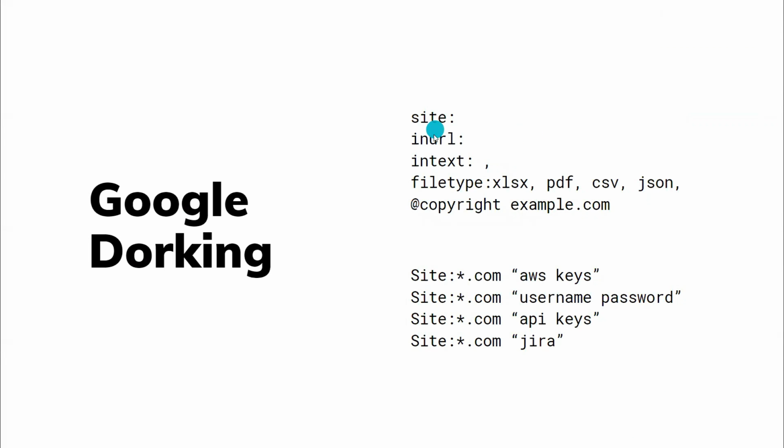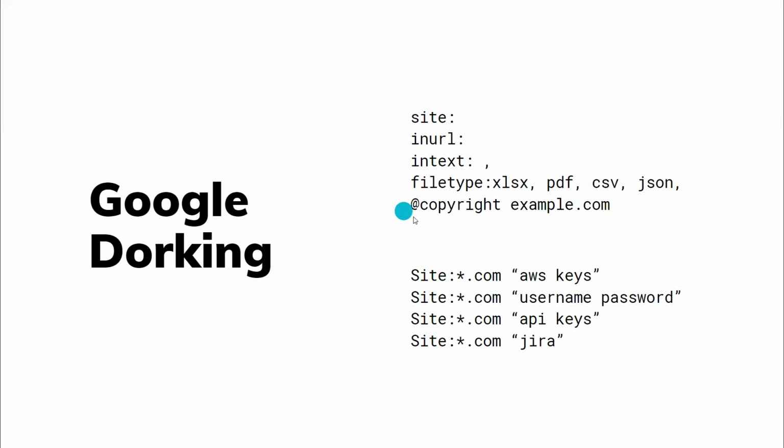For example, these are some of the Google Dorking operators which you can use: site, inurl, intext, filetype. These are self-explanatory. Site means that for this particular website, you need to search something. Inurl means that this keyword, or whatever value you put here, should be present in the URL. Intext means that somewhere on that particular website, this thing should be present. Filetype means that we need search results whose file types are XLSX, which is the file type for Excel, PDF, CSV, JSON, etc.